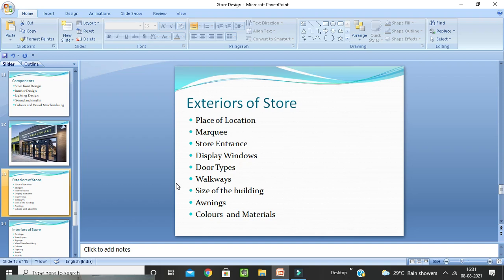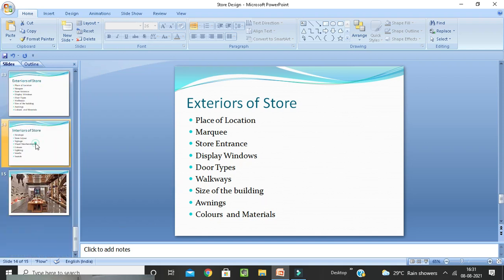Next, awnings. An awning or overhang is a secondary covering attached to the exterior wall of a building. The location of an awning on a building may be above a window or a door or over the area along a sidewalk. Then colors and materials. Whatever the colors are matching with that store, we have to go for that.